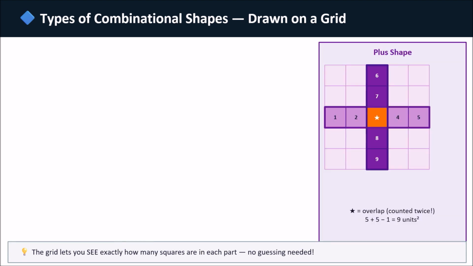Now come to another shape, the plus shape. This one is special. That orange square at the center is shared between the horizontal as well as the vertical bar. So we can't count that twice since it is overlapping. So you can find a total of 1, 2, 3, 4, 5, 6, 7, 8 and 9 units. So the area of this plus shape is 9 square units.